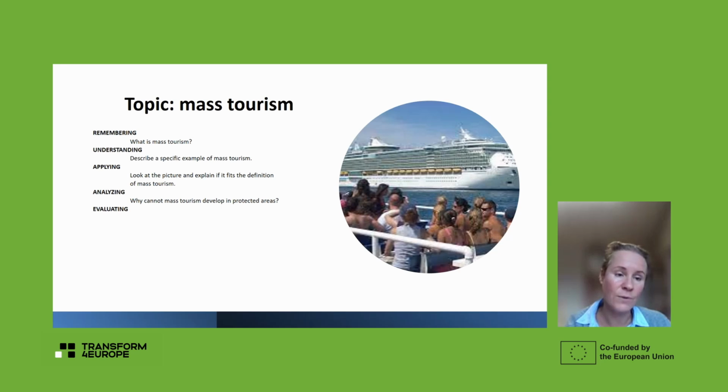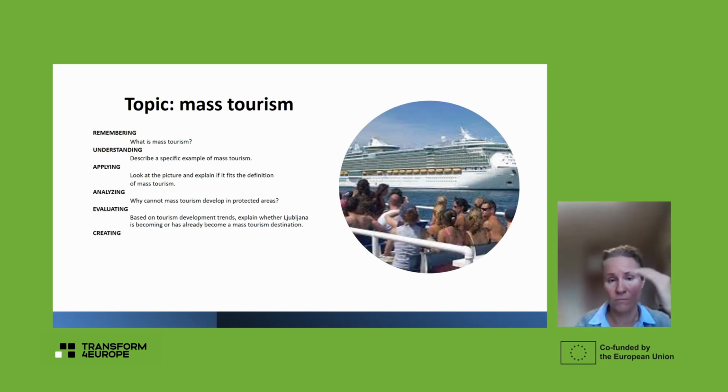Then the level of evaluating. Based on tourism development trends, explain whether Ljubljana is becoming or has already become a mass tourism destination. So students need to evaluate a destination based on specific criteria, and that is mass tourism and tourism development trends. And the topmost: design a tourist product in such a way that you avoid the negative effects of mass tourism.